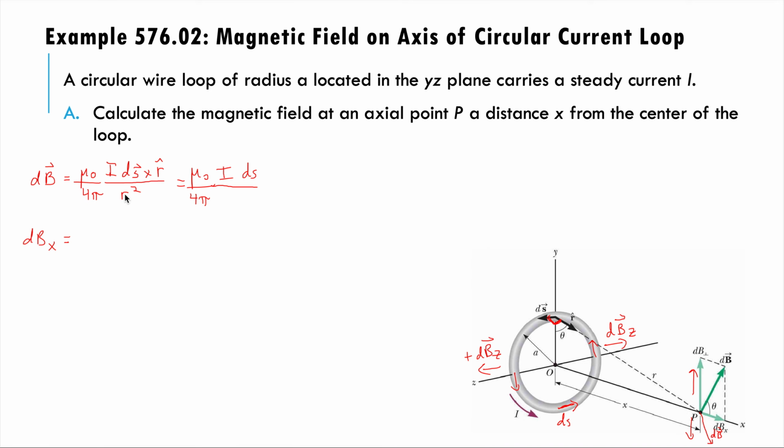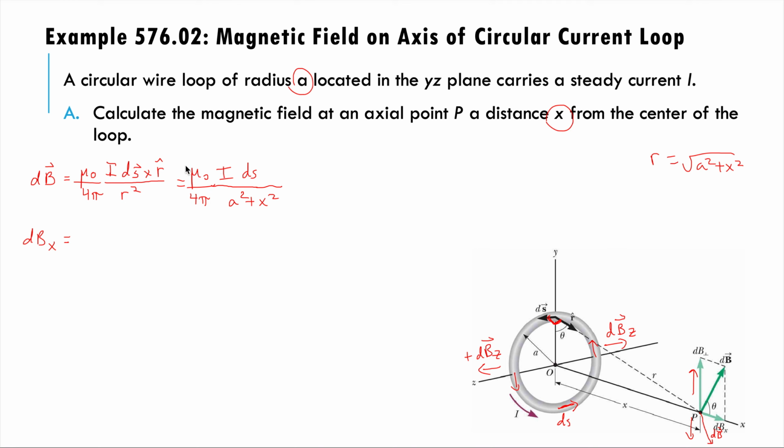And then for r squared, let's write that in terms of variables that we are given in the problem. We're given that it has a radius a and it's a distance x. So let's write r in terms of a and x. We can just use the Pythagorean theorem for that. We know that r is equal to the square root of a squared plus x squared. So r squared is going to be a squared plus x squared, since we're squaring that r.